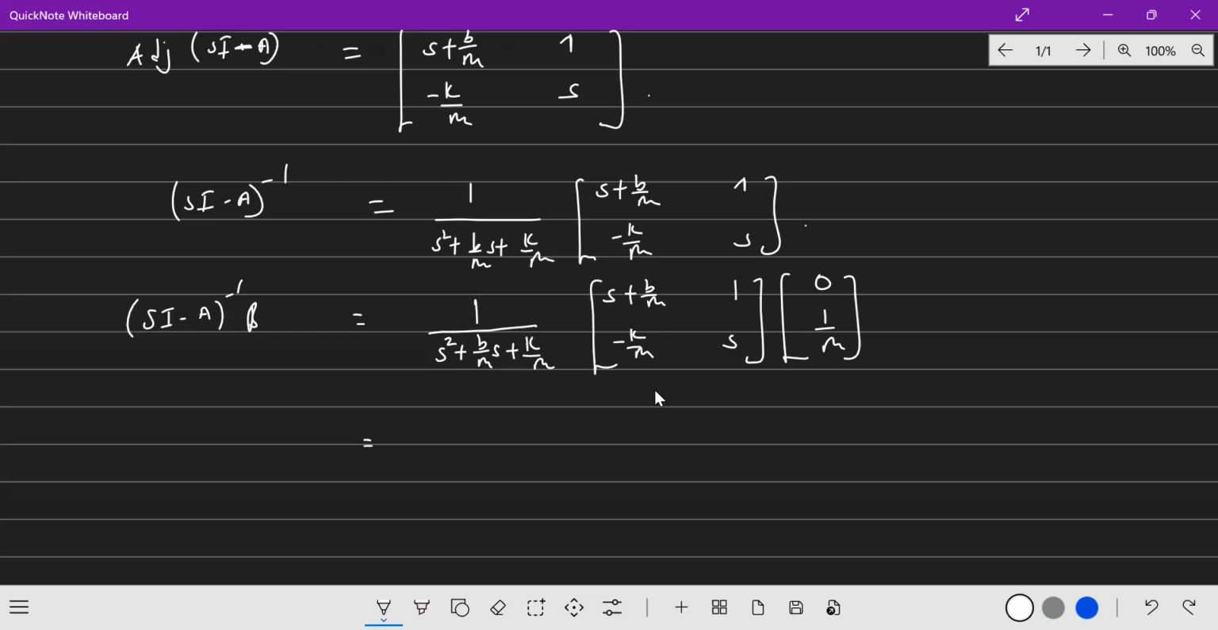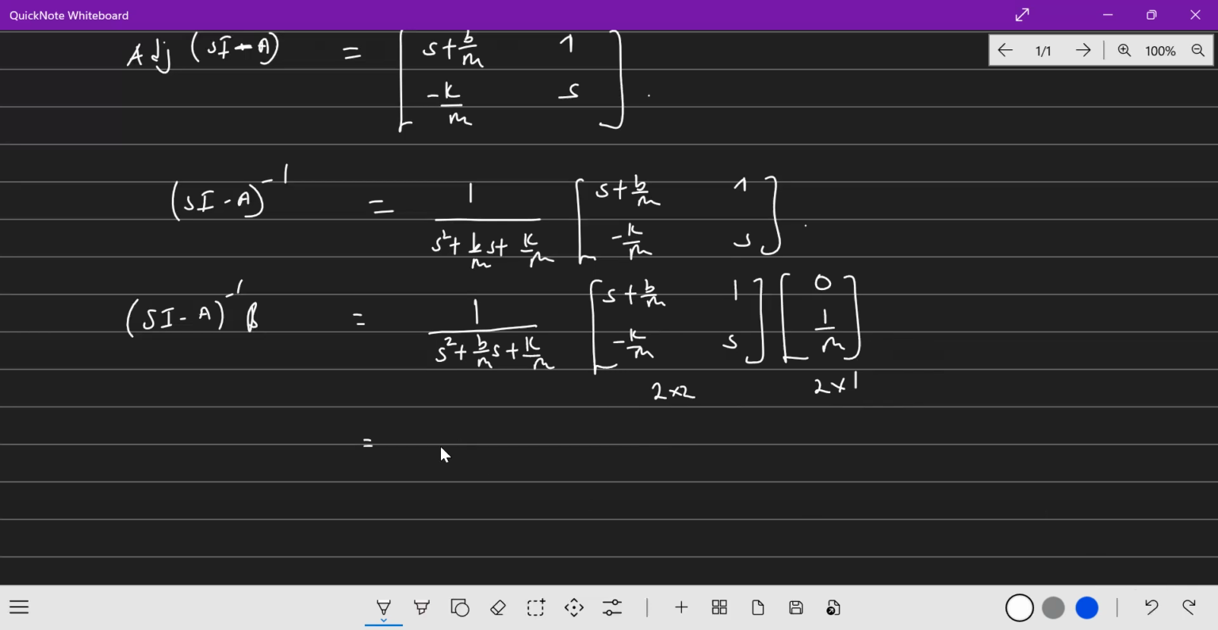Okay, so this is a 2 by 2 matrix. This is a 2 by 1 matrix. So the order will be 2 by 1 as well, isn't it? To get the order of the resultant matrix, take the number of rows in the first matrix and the number of columns in the second matrix. So, row by column. You're going to multiply S plus B over M with 0. That is 0, and then plus 1 times 1 over M, that is 1 over M.